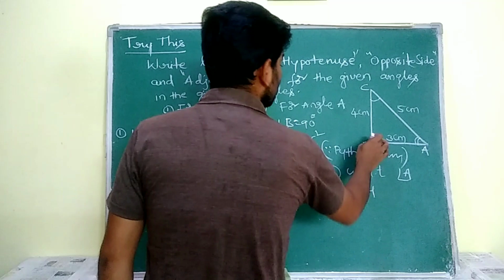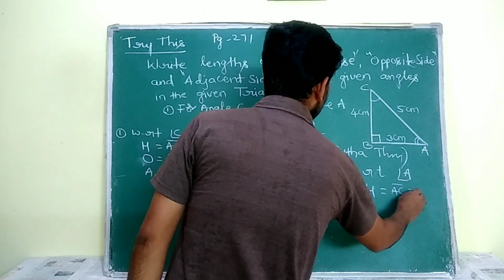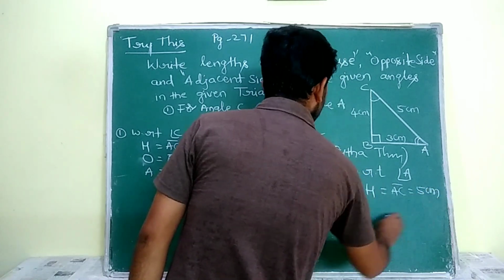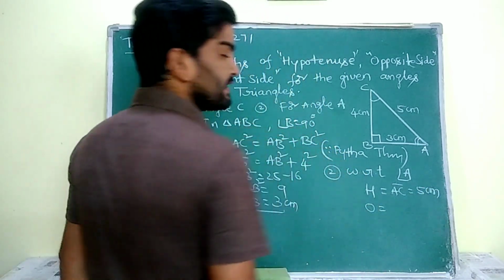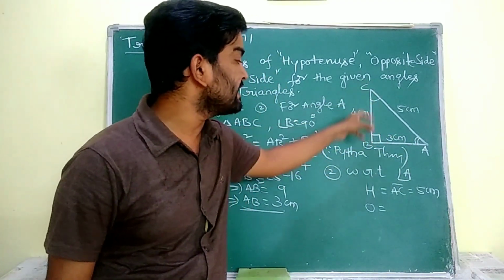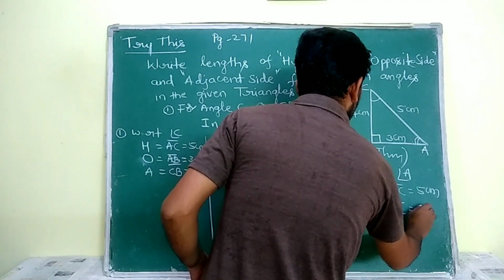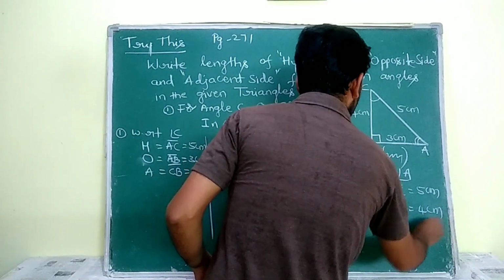Hypotenuse means the side opposite to the 90 degree angle. Hypotenuse is AC, which is 5 centimeters. Now, we have to write the opposite side to A. A's opposite side is BC. So the opposite side to angle A is BC, which is 4 centimeters.